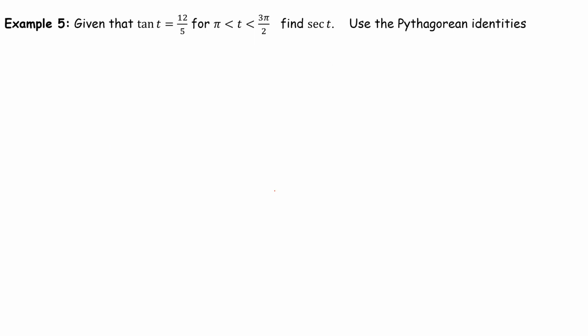So I think there was a typo on this one. Just make sure that it says what it says right here, which is that tangent t is 12/5 for pi less than t less than 3 pi over 2, and then find secant t.